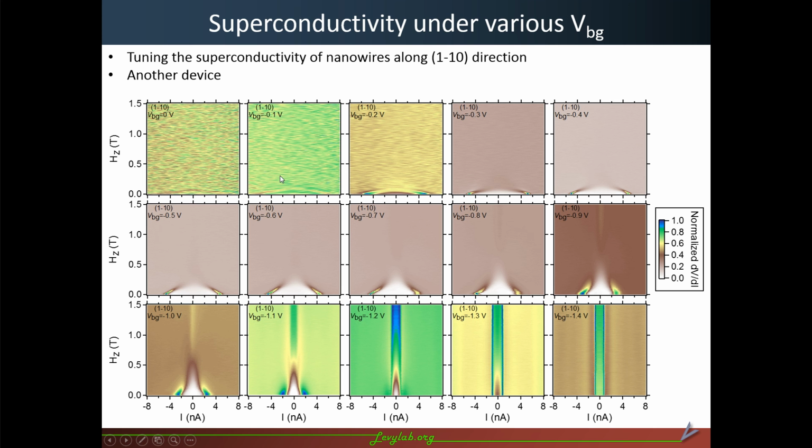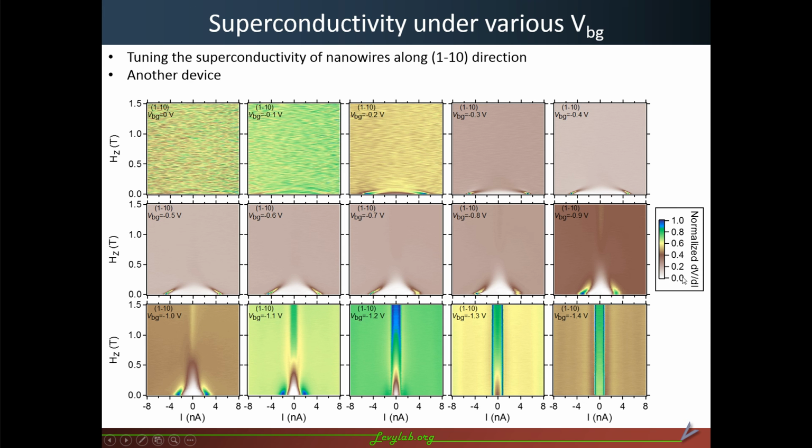We can also study the superconductivity under different backgate voltages. This figure shows how we tune the superconductivity using the backgate for the nanowires along the 1-10 direction. In the beginning, when the backgate voltage is 0 volts and negative 0.1 volts, there is no superconductivity in the 1-10 nanowires. If we keep applying more negative backgate voltage, the superconductivity shows up and becomes stronger and stronger. But when the backgate voltage gets even more negative, the superconductivity is suppressed and finally disappears.